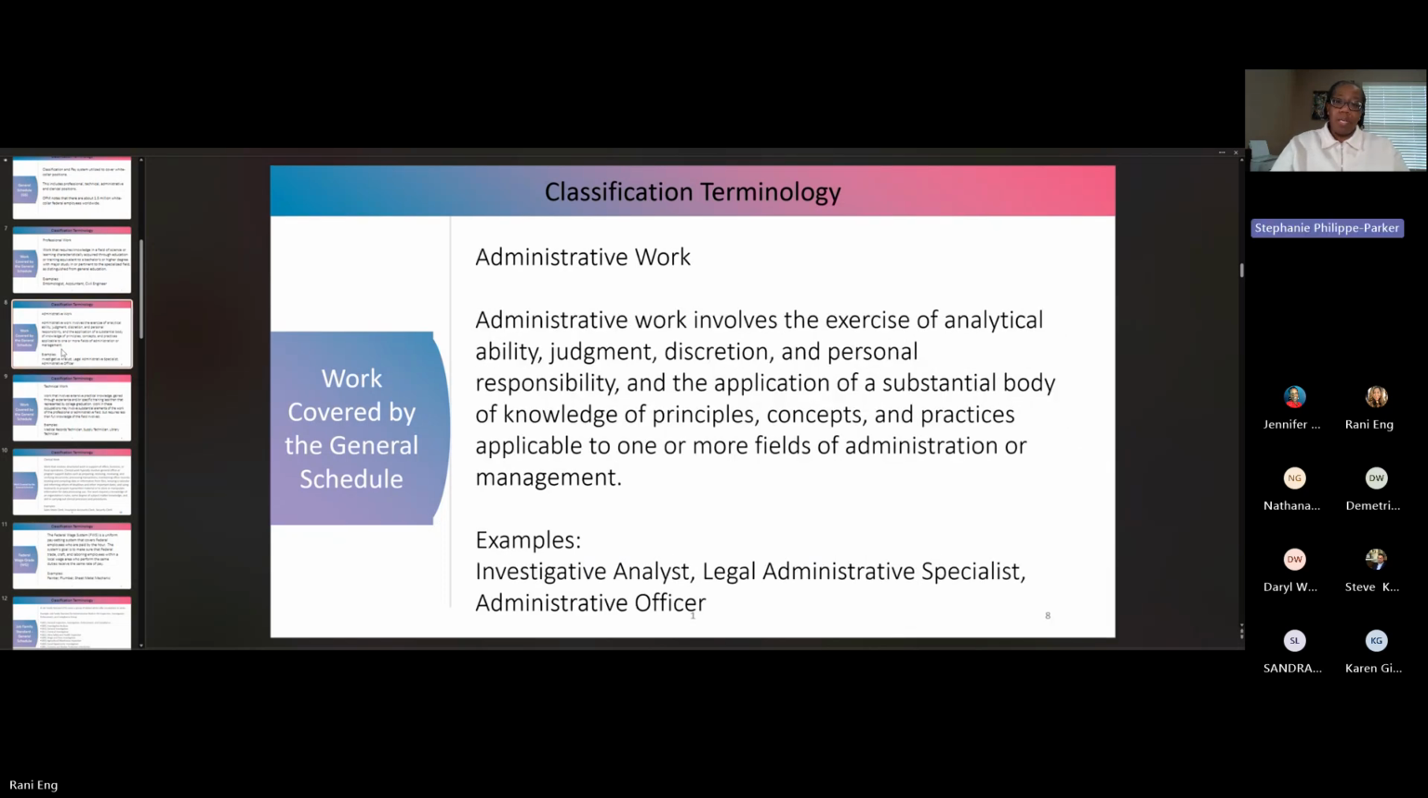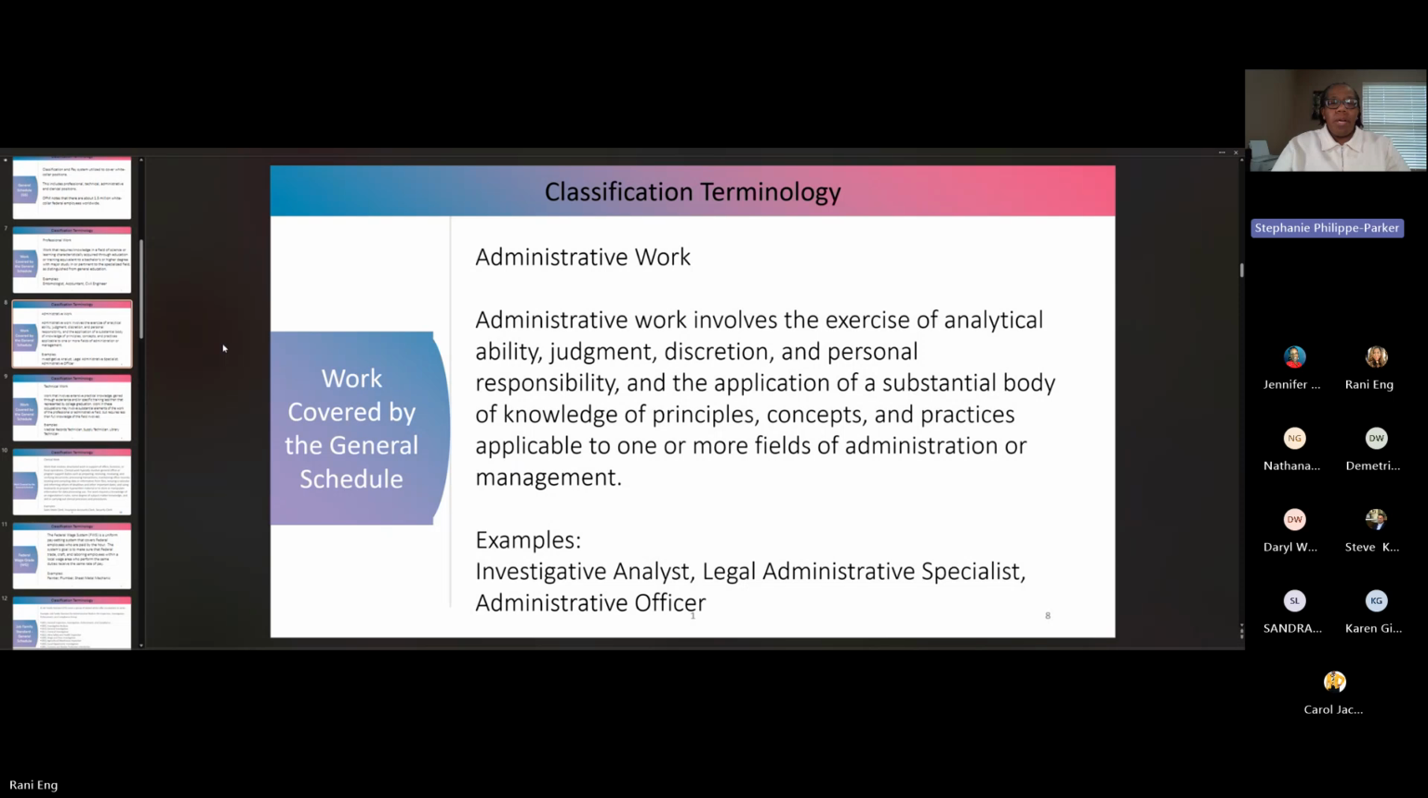Administrative work is the next one, which is probably the most familiar area of work for most of you. It's a more common area of work that OPM utilizes. It involves the exercise of analytical ability, judgment, discretion, and personal responsibility. You have to know principles, concepts, and practices of an administrative field. Some examples I threw in here are investigative analyst, legal administrative specialist, and management and program analyst, which is very common, at least here at Coast Guard.